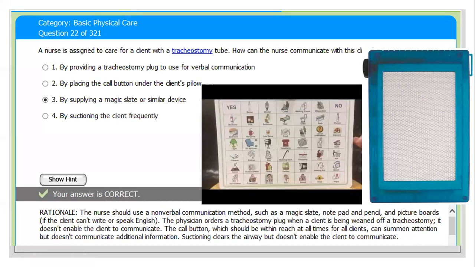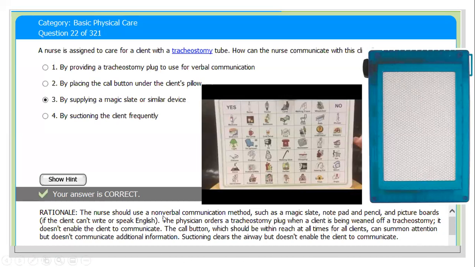A physician orders a tracheostomy plug when a client is being weaned off a tracheostomy. It does not enable the client to communicate. The call button, which should be within reach at all times for all clients, is important for getting attention but does not communicate additional information. I mean, we're talking about the call light or call button.